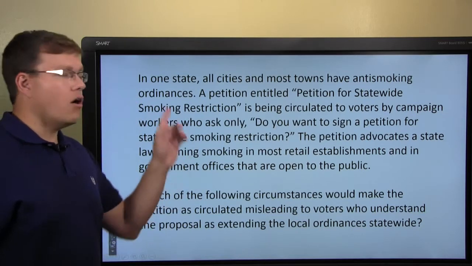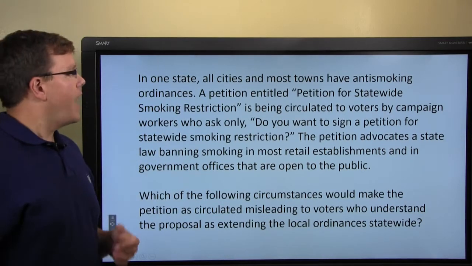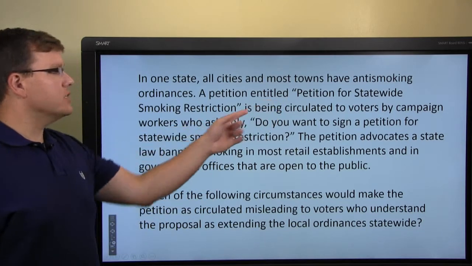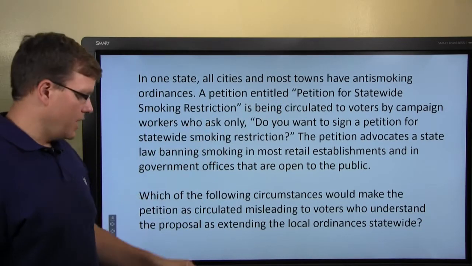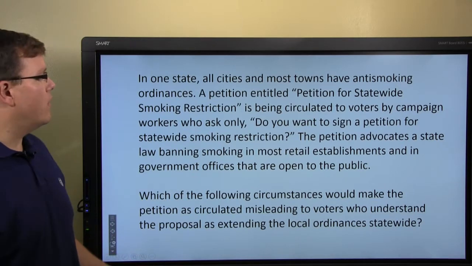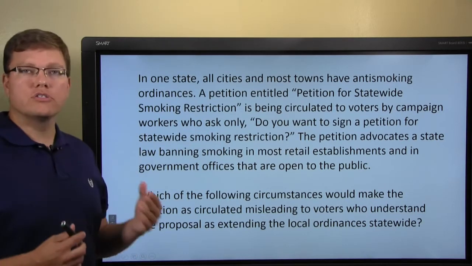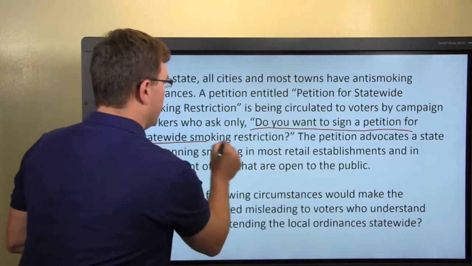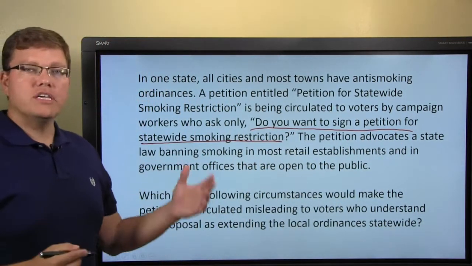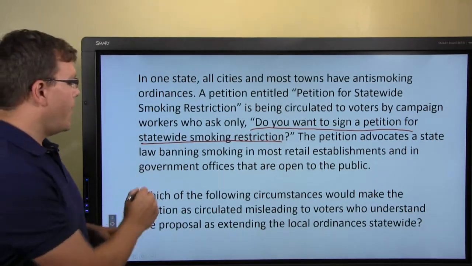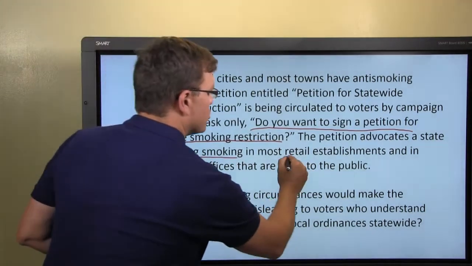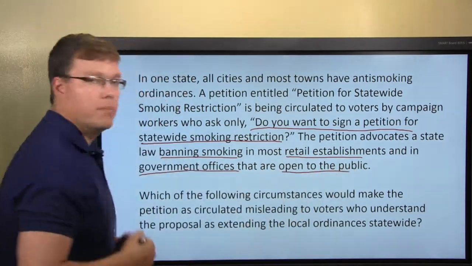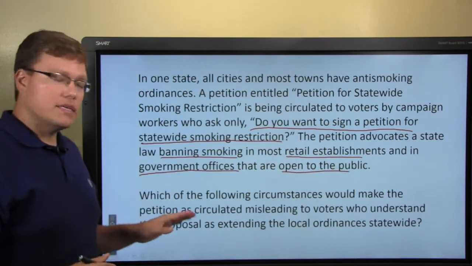In one state, all cities and most towns have anti-smoking ordinances. A petition entitled Petition for Statewide Smoking Restriction is being circulated to voters by campaign workers who ask only, do you want to sign a petition for statewide smoking restriction? The petition advocates a state law banning smoking in most retail establishments and in government offices that are open to the public. Now, let's go back to that question stem.